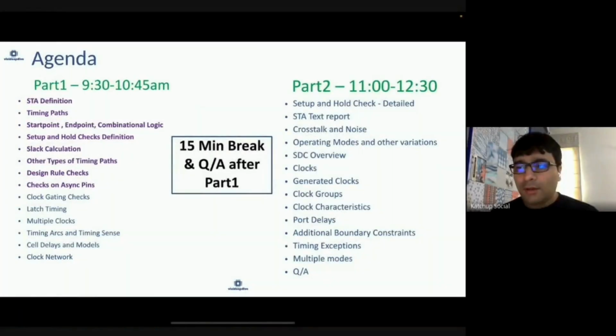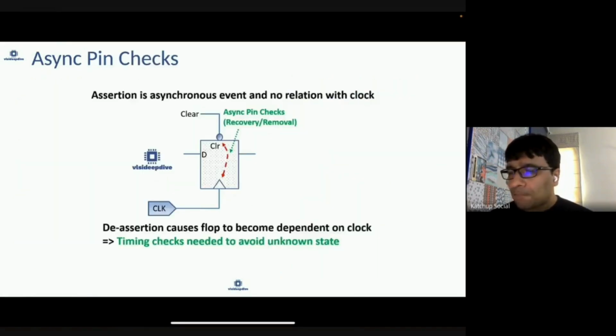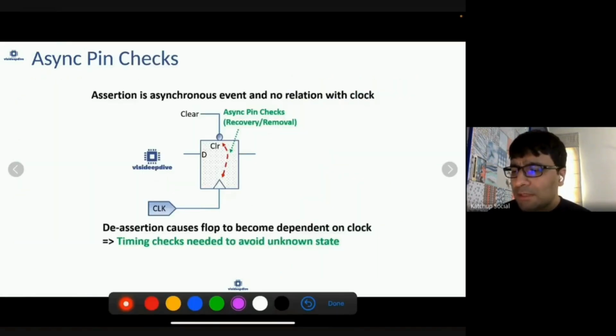Let's now understand the checks other than setup and hold in more detail. So we'll start with checks on async pins. So what are async pins? Async pins in the design are typically reset or clear pins. I'm using the clear pin as an example, but it can be a set pin as well.